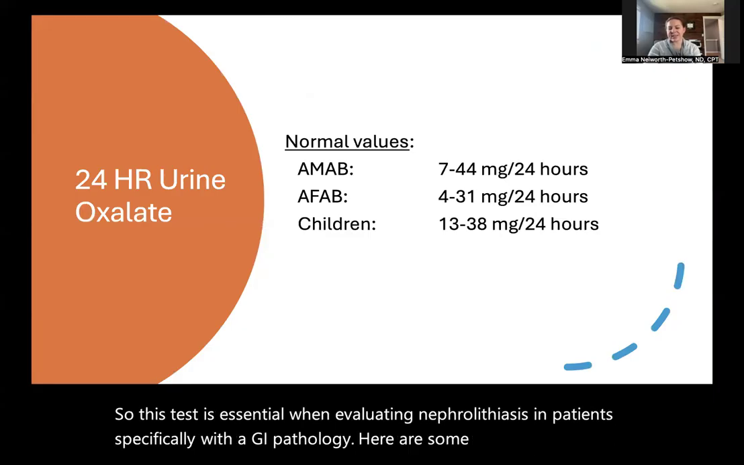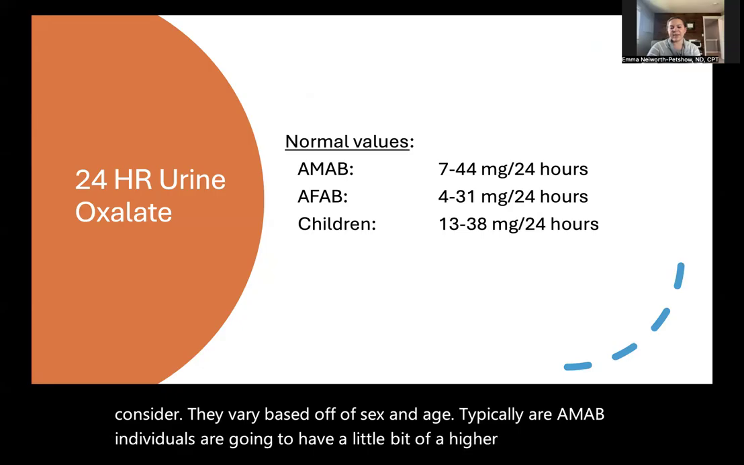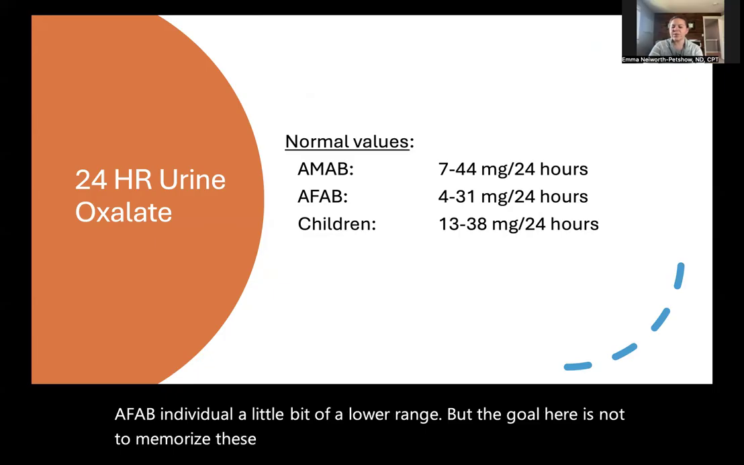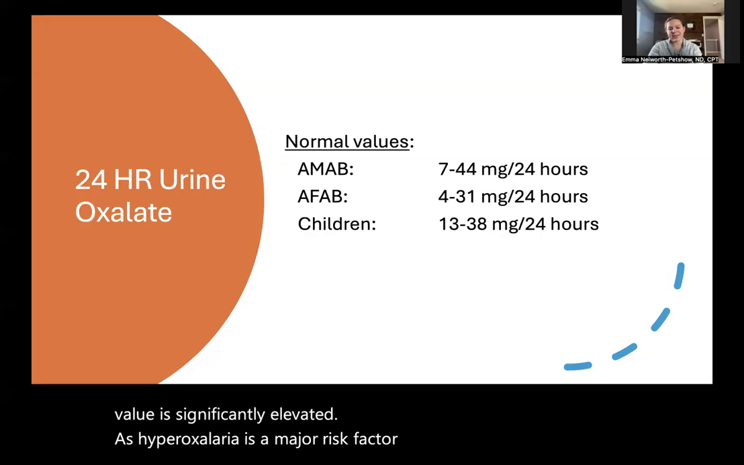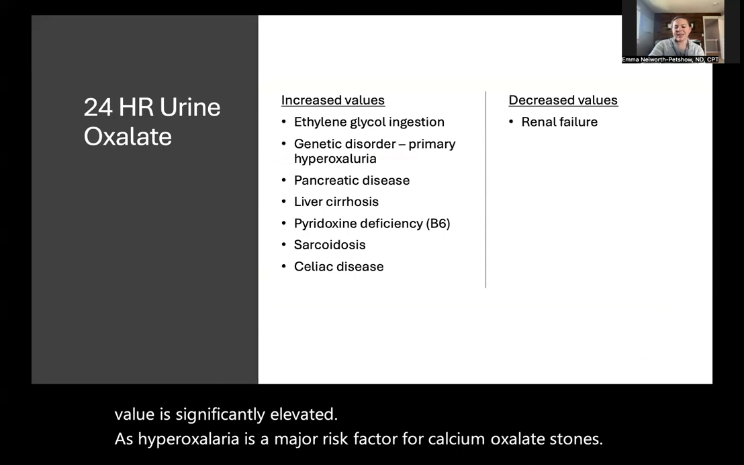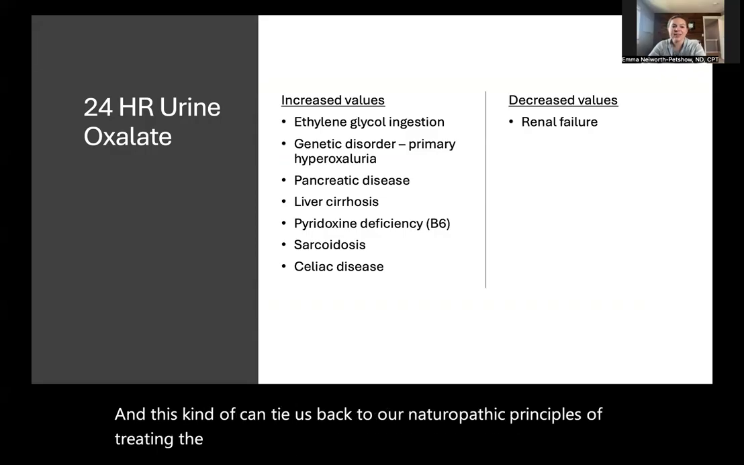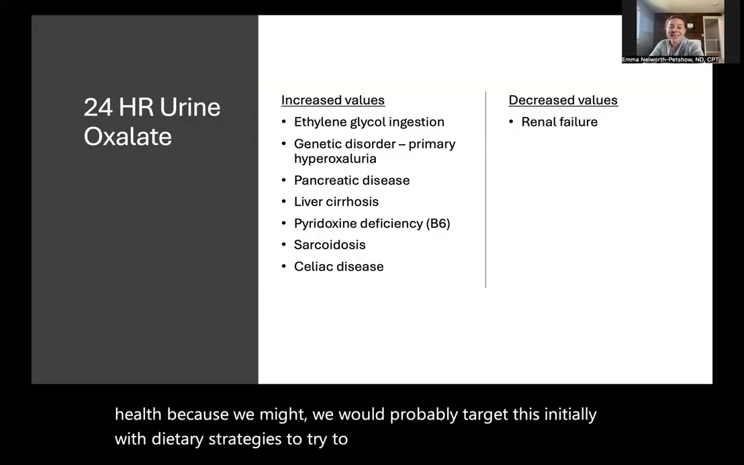Here are some normal values to consider. They vary based off of sex and age. Typically, our AMAB individuals are going to have a little bit of a higher range, and AFAB individuals a little bit of a lower range. But the goal here is not to memorize these numbers, it's to be able to recognize when a value is significantly elevated, as hyperoxaluria is a major risk factor for calcium oxalate stones. And this can tie us back to our naturopathic principles of treating the underlying cause and starting at the foundations of health, because we would probably target this initially with dietary strategies to try to reduce oxalate intake.